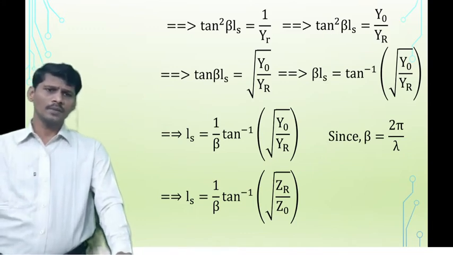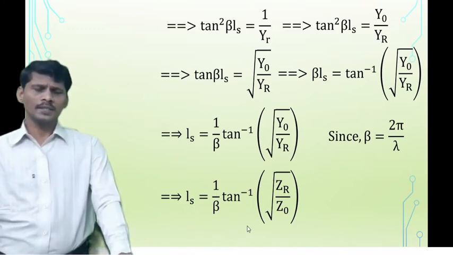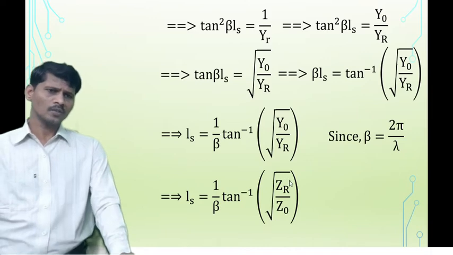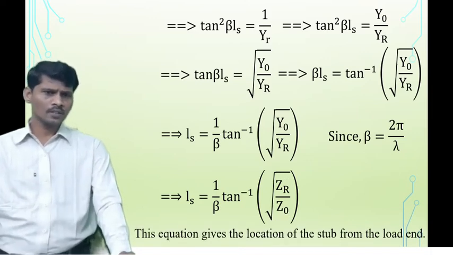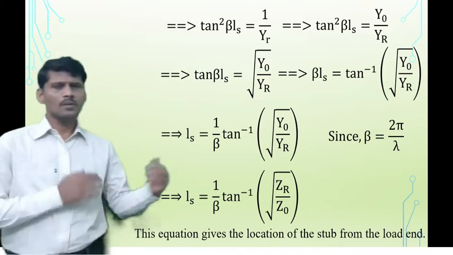Similarly, in terms of impedance, Ls is equal to 1 by β into tan inverse of the square root of Z0 by ZR. This equation gives the location of the stub from the load end.